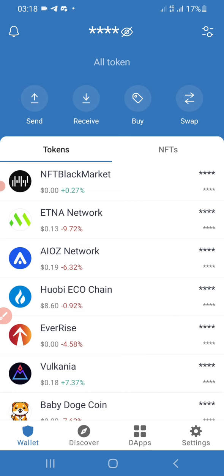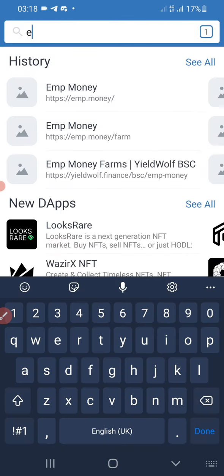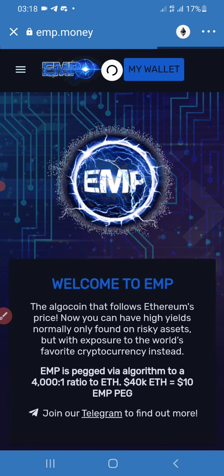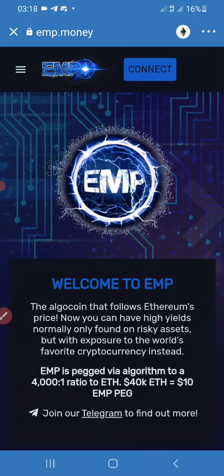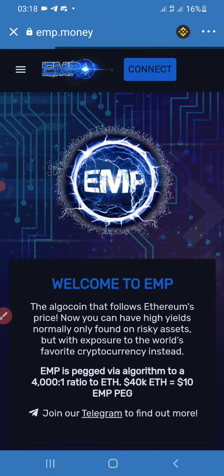So, I'm going to introduce you to a platform. One of the platforms I'm actually using is called EMP.money. Now, EMP.money. So what you need to do is connect your wallet and ensure that you connect to the platform. And this is on the Binance Smart Chain actually.